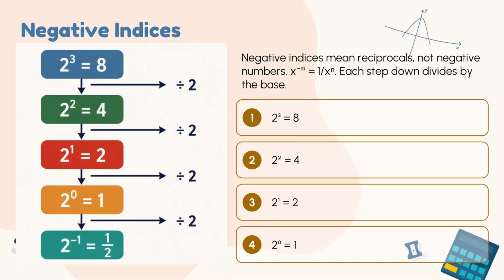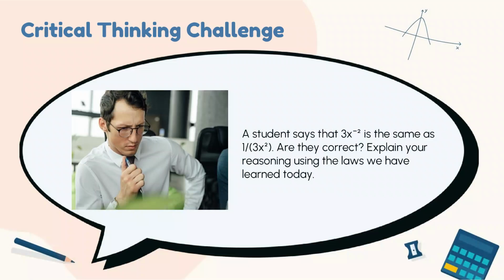Negative indices can look confusing at first, but the main idea is simple. A negative index means a reciprocal. That means the base moves to the bottom of a fraction. So x to the power of negative n equals 1 over x to the power of n. For example, 2 cubed is 8. 2 squared is 4. 2 to the power of 1 is 2. 2 to the power of 0 is 1. Each time the power goes down by 1, we divide by 2. So 2 to the power of negative 1 would be 1/2, and 2 to the power of negative 2 would be 1/4.